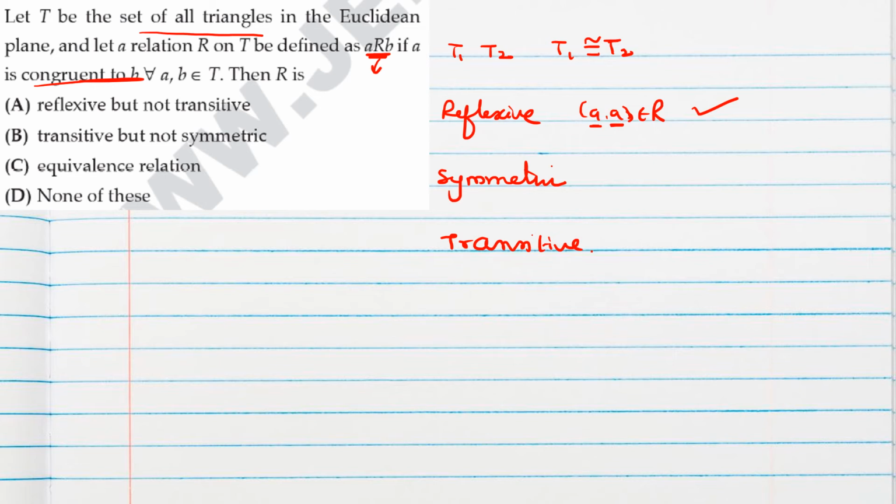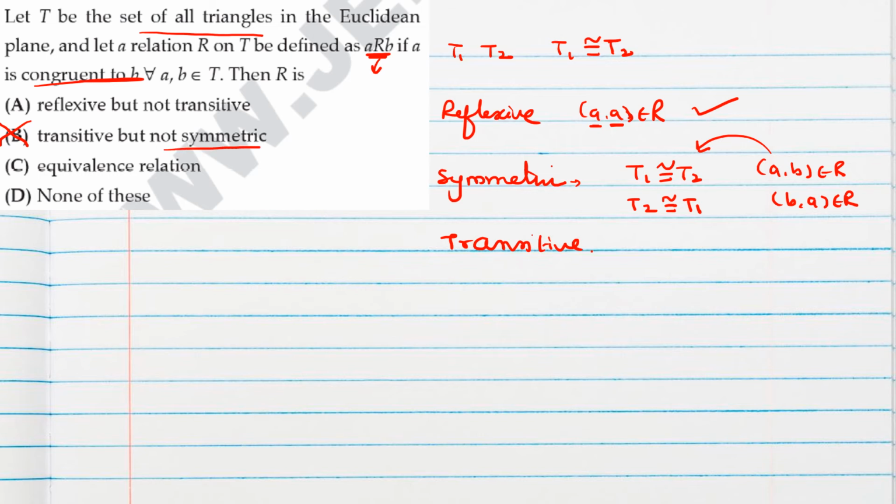Now we will check for symmetry. If I consider two triangles T1 and T2, if I write both are congruent, I can write this way also, that T2 is congruent to T1. Both will be congruent to each other. So symmetric is also possible, because by the symmetric definition we know if (a, b) belongs to R, (b, a) should also belong to R. So here I considered (T1, T2) belongs to R, so (T2, T1) also will belong to R. So it is symmetric also. So our B option cannot come. In B option it is written not symmetric.